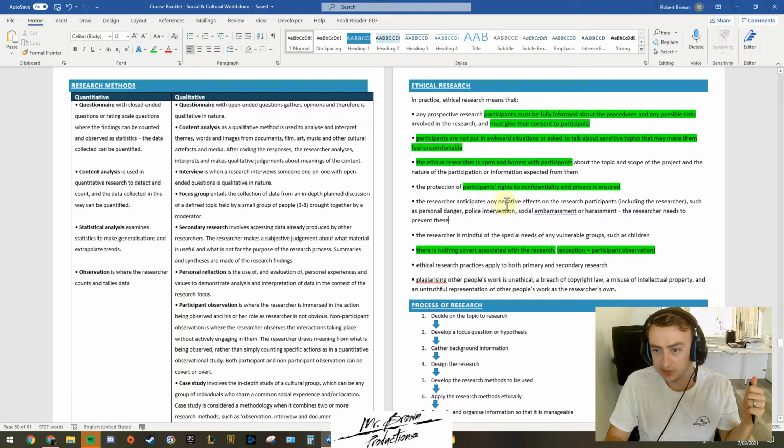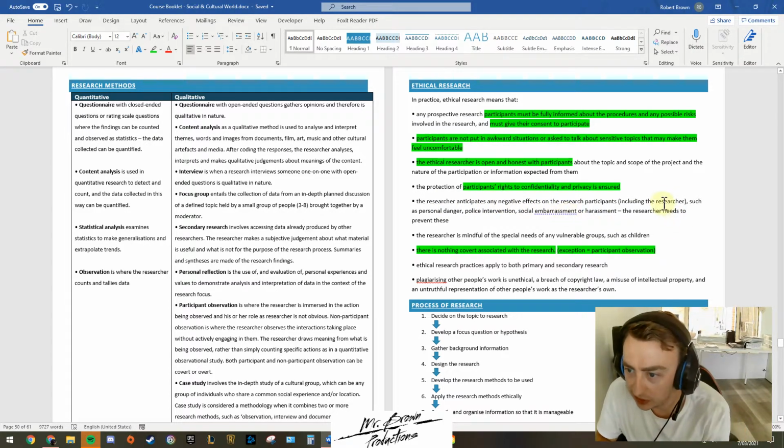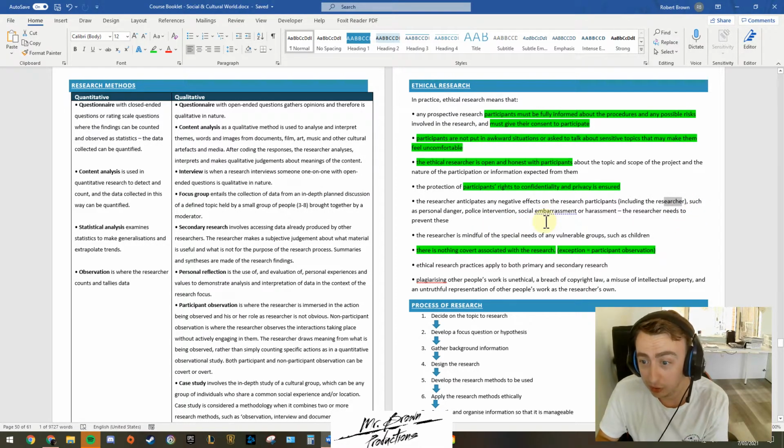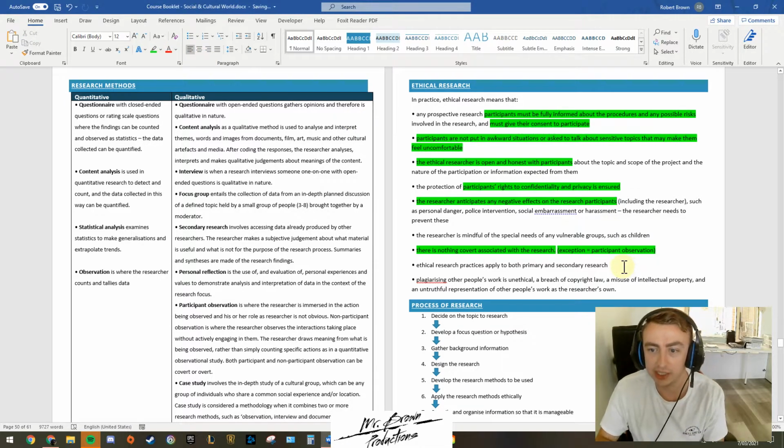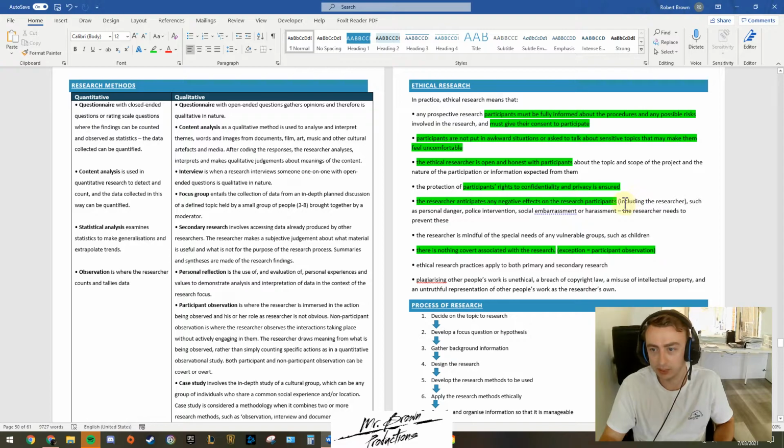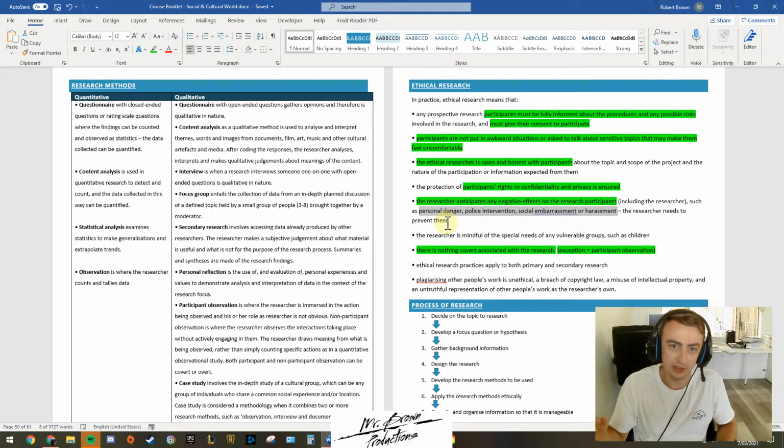The researcher should also anticipate any negative effects on the research participants, including the researcher themselves, such as personal danger, police intervention, social embarrassment, or harassment. The researcher needs to prevent these. So I would just have that bit, probably. Now, a lot of this sounds really intense, like personal danger, police intervention. I don't think anyone's going to have any of those issues, but if you're doing a super controversial topic, there are certain things you need to be really careful with, but that's just a little example there.